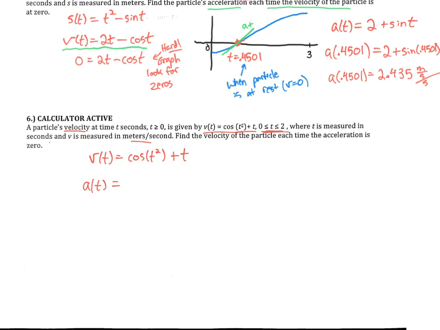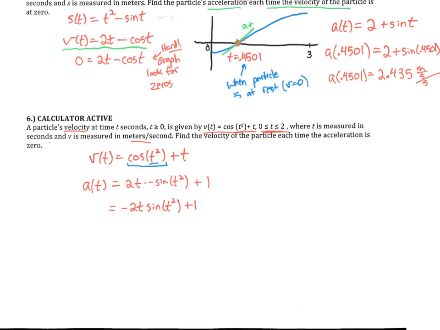In order to differentiate this velocity here, I see cosine of t squared. So we've got a chain rule situation with an inside and an outside. The derivative of the inside layer is 2t. The derivative of the outside, with the inside kept the same, is negative sine of t squared. And then the derivative of the t is just 1. So all told, the acceleration function would be equal to negative 2t sine of t squared plus 1.